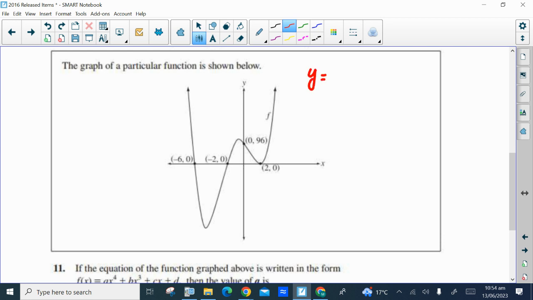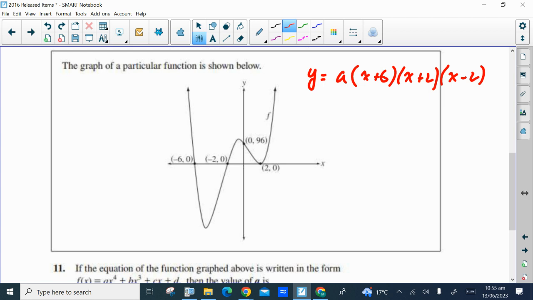Remember that when we wrote equations of polynomial functions, there was always an initial term coefficient, whether it is in expanded form or in factored form. Because we have the x-intercepts, we can write the factors. Negative 6 is an x-intercept, so x plus 6 is a factor. Negative 2 is an x-intercept, so x plus 2 is a factor. And positive 2 is an x-intercept, so x minus 2 is a factor.